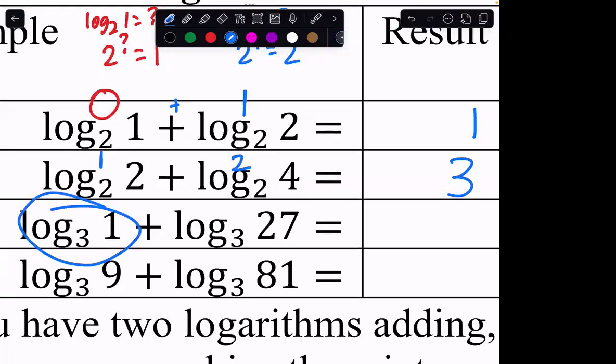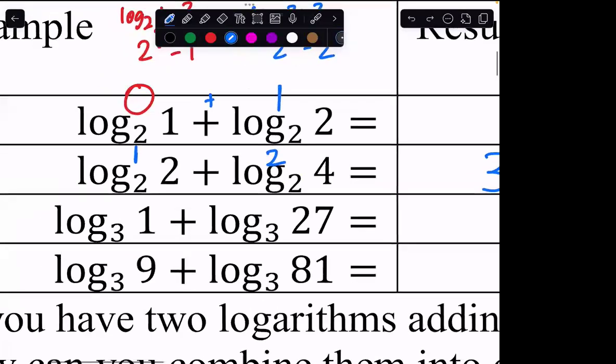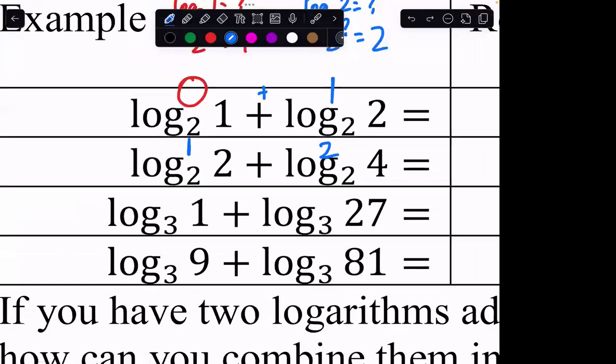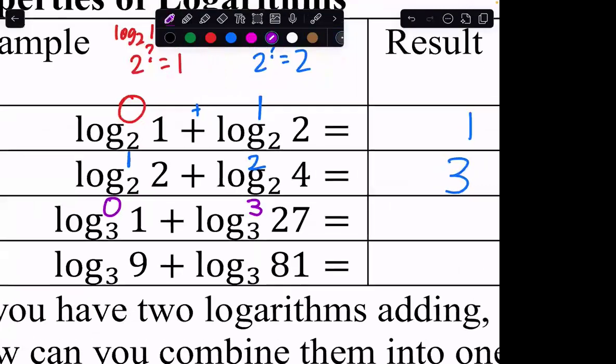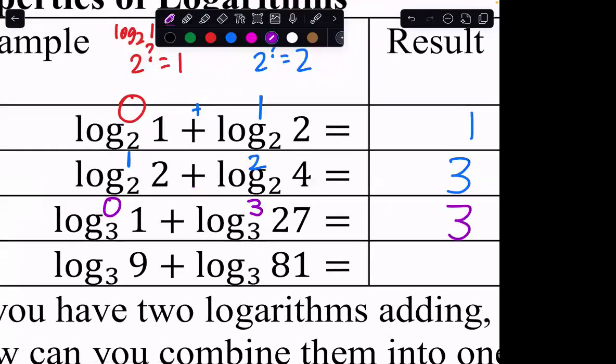Now over here, switching to log base 3 of 1, 3 to what power equals 1? It's 3 to the power of 0. Log base 3 of 27, 3 to what power equals 27? 3 times 3 is 9, times another 3 is 27. So that's 3 to the third power. Okay, so 0 plus 3 is 3.